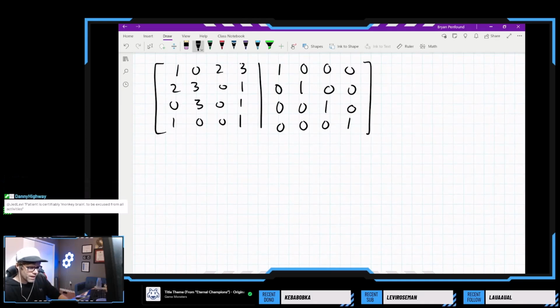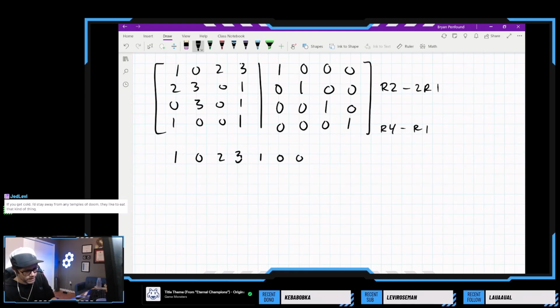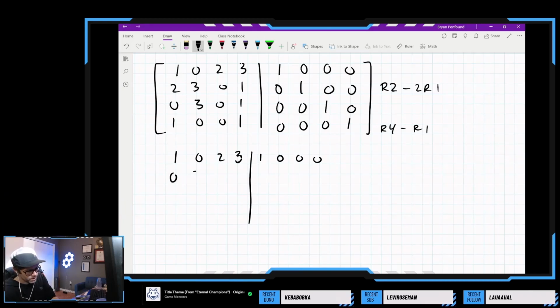Let's start here. We have a leading one in row number 1, so I'm content to leave that where it is. So we could probably start by taking row 2 and subtracting 2 row 1s, and we could take row 4 and subtract row 1. Okay, so row number 1 has no change, so we can just go ahead and copy that down. Row number 2, we need to subtract 2 copies of row 1, so that should be like that.